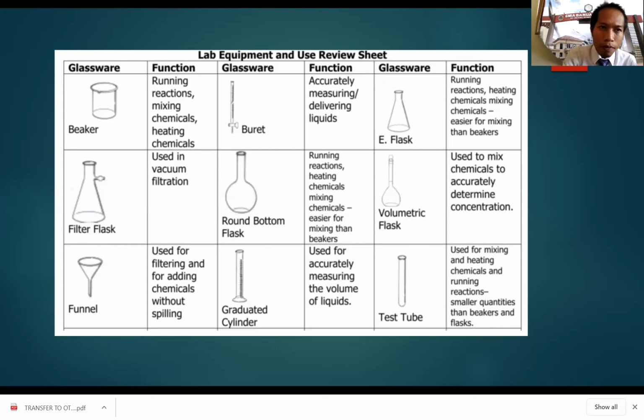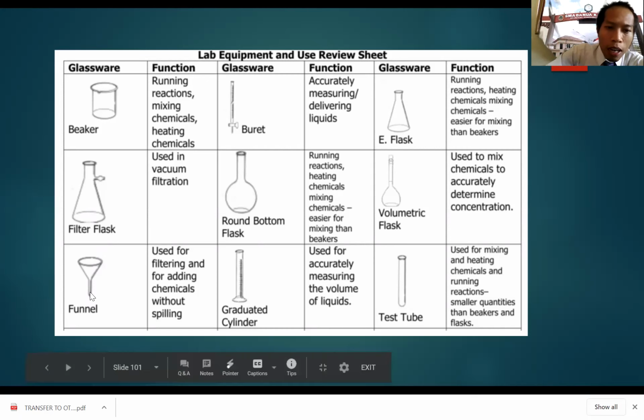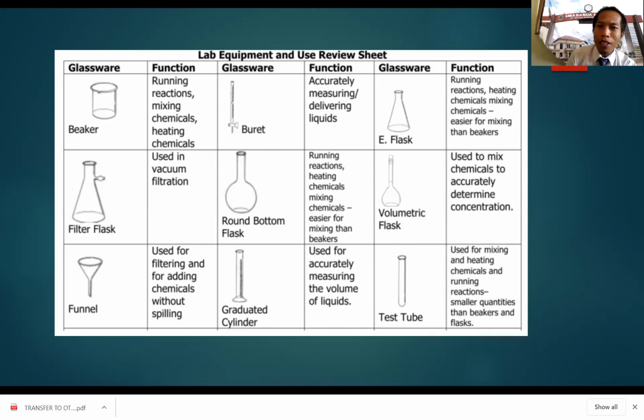For example, if you want to filter very small particles inside the water, yeah, sand is not a small particle. Sand particles are bigger, so you can easily filter them. But if you have smaller particles, which are difficult to filter with a funnel, if you put them into the funnel and filter paper, what will happen? The particles can still go through the filter paper. So at that time, you need a more sensitive filter.